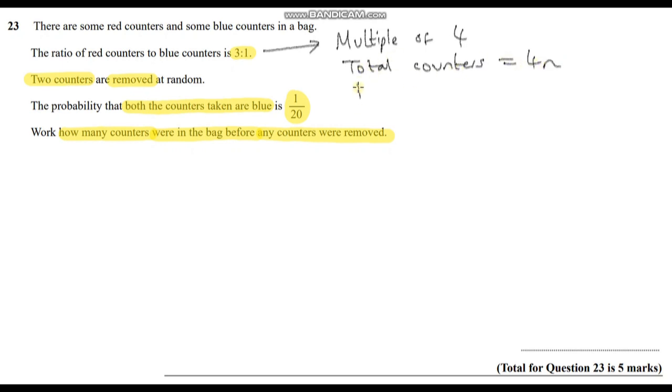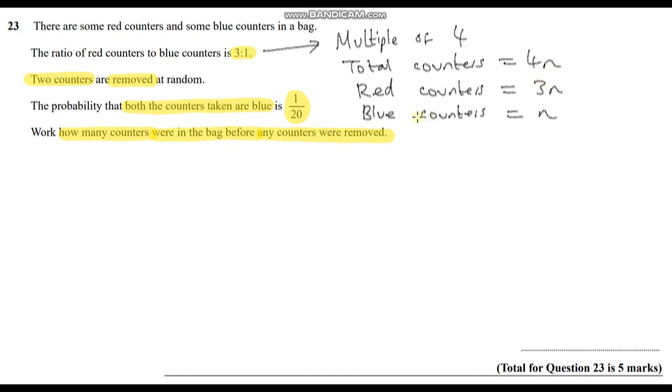Let's write an expression for the number of red counters. So how many red counters will there be? Well, there's going to be 3n red counters, and blue counters, well, there's just going to be n blue counters. Notice that if we add these together, we get 4n. 3n plus n is 4n.